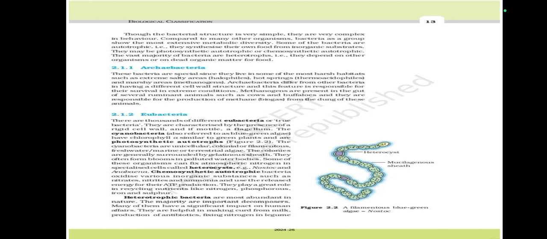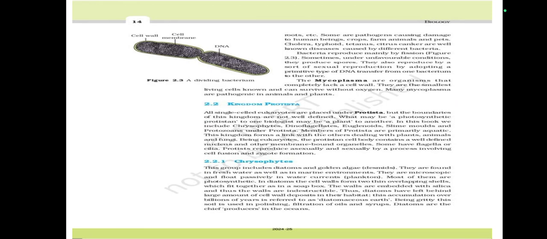Many of them have a significant impact on human affairs. They are helpful in making curd from milk, production of antibiotics, fixing nitrogen in legume roots, etc. Some are pathogens causing damage to human beings, crops, farm animals, and pets. Cholera, typhoid, tetanus, and citrus canker are well-known diseases caused by different bacteria.